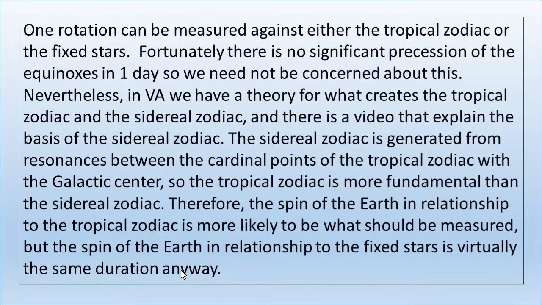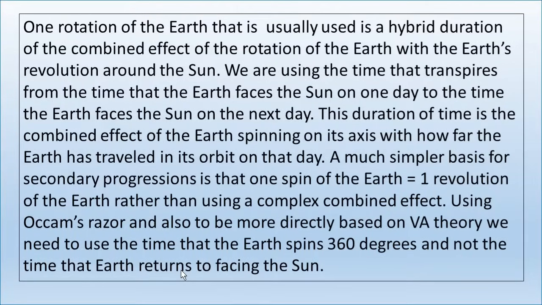The reason I'm explaining this is that if we ever reach a point in time where we're doing forecasting for some very long period of time, or for whatever reason, my guess is that we should measure the spin of the Earth relative to the tropical zodiac. If it should ever come up. With every technique we're using now, it doesn't make any difference whether we consider a day to be the spin of the Earth relative to the tropical zodiac or the fixed stars. So bottom line is this, we know what a day is. The day is clearly defined. It's a sidereal day. When we do a day equals a year, we should use the sidereal day.